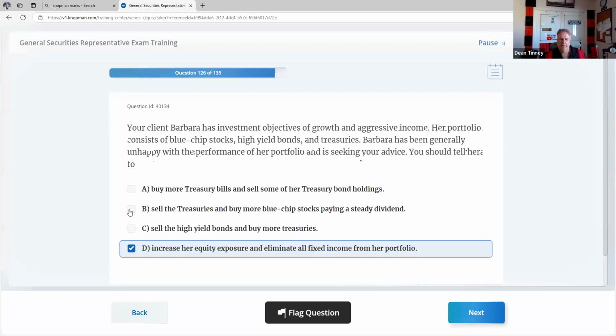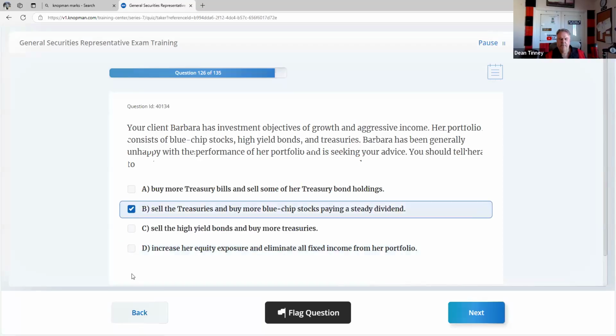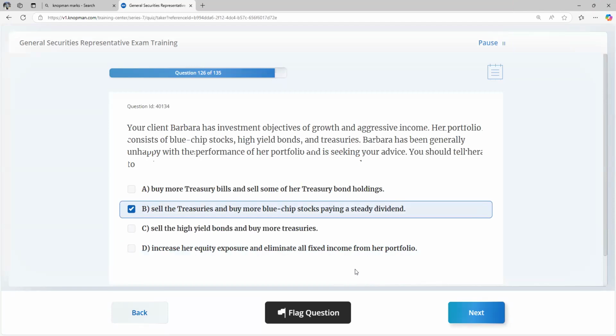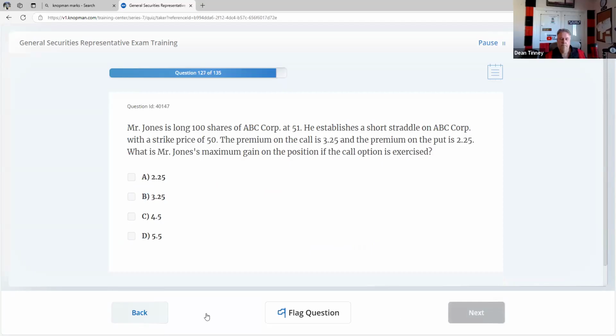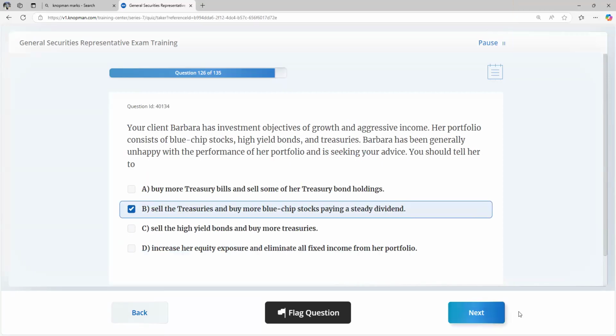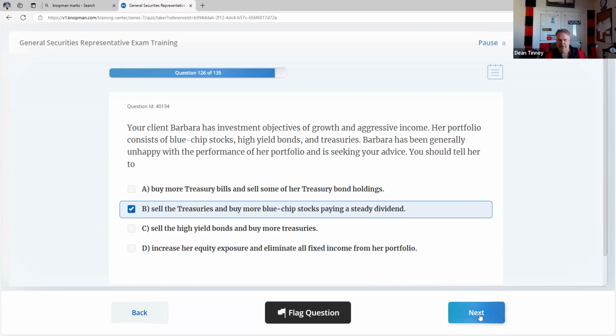You want to do that one? I think they're both... I think that one's better. Eliminating? Huh? I think B is better. You want B? Yeah, I think B sounds better because you're still increasing her equity exposure, but you're not eliminating everything. Yeah, I think it's pretty aggressive to get rid of all the fixed income, because that would leave her with her high yield bonds, which is the aggressive income component, right?